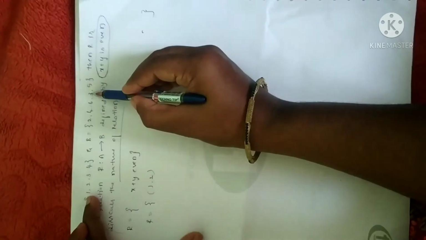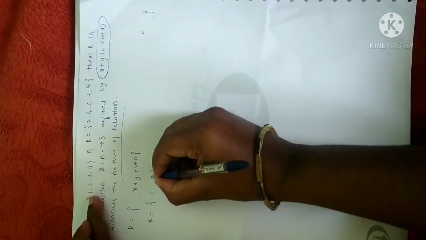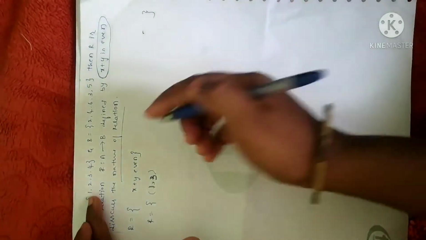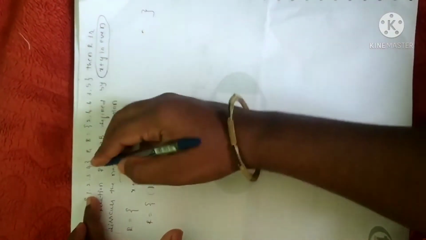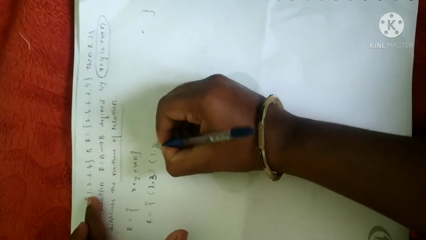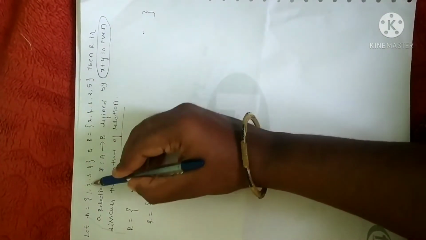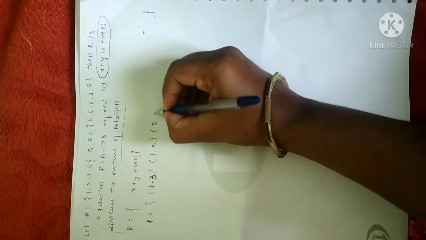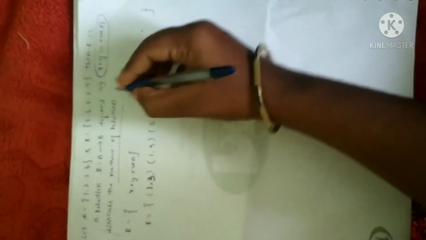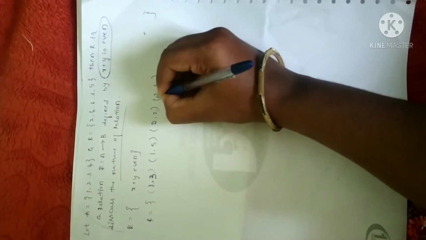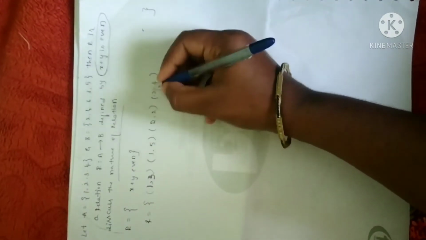Next (1, 3). Yes. If you add 1 and 3 you will get 4, so it is even. Again (1, 5): 5 plus 1 is 6, so I can take (1, 5). Fine. Again take the second element paired with the first. (2, 2), yes, it is even. Next (2, 4), yes, it is even. Why? Because 4 plus 2 is 6, an even number, and 2 plus 2 is 4, an even number.